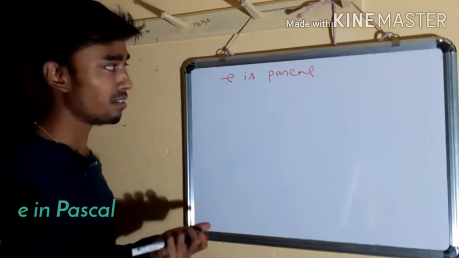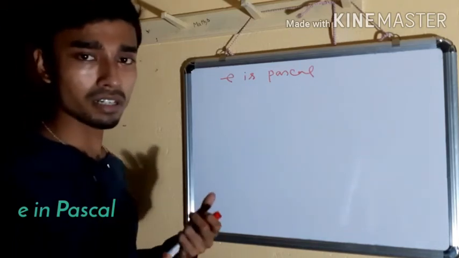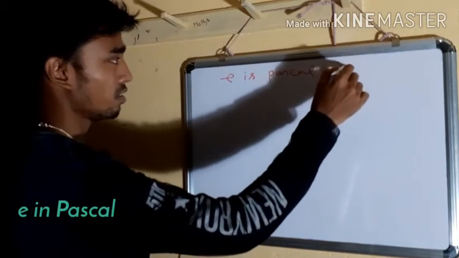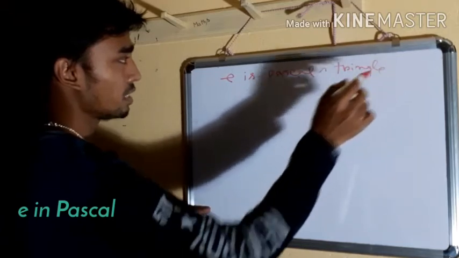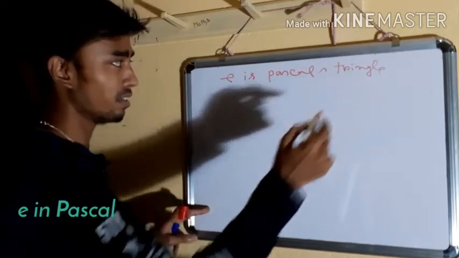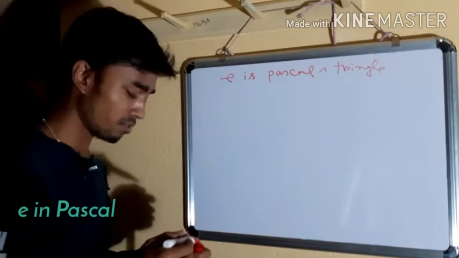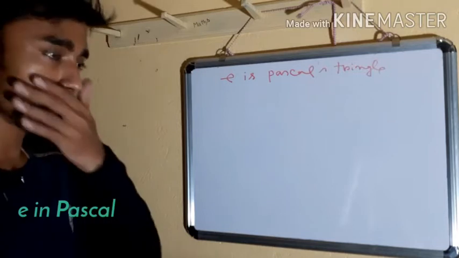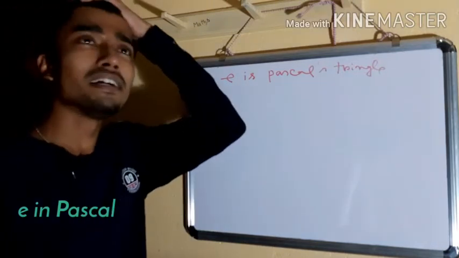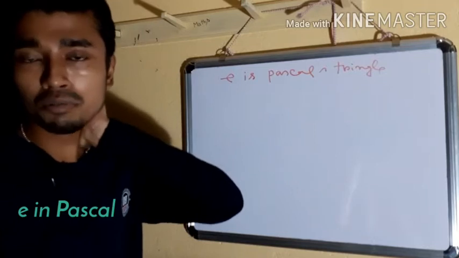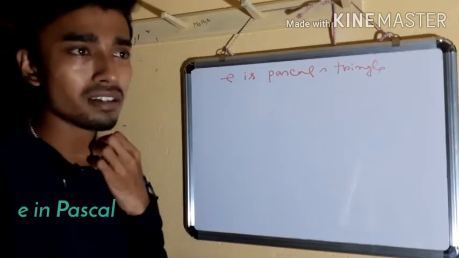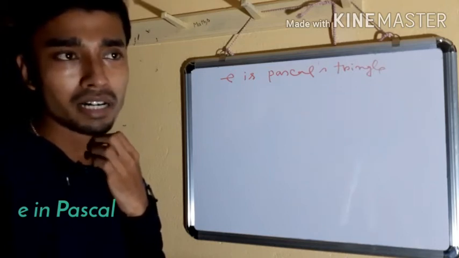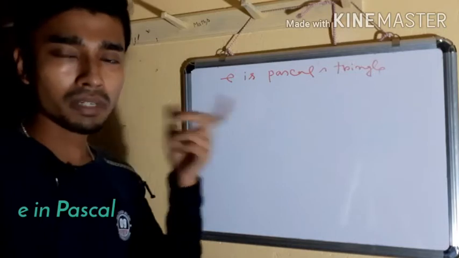It is pretty funny that in Pascal's triangle we get everything. So, E in Pascal's triangle. First, what is Pascal's triangle? I mean, how does it look? Pascal's triangle is a construction that helps us understand binomial coefficients pretty well, and it is a construction that Pascal invented. I don't know which country Pascal is from, I will mention it in the description.